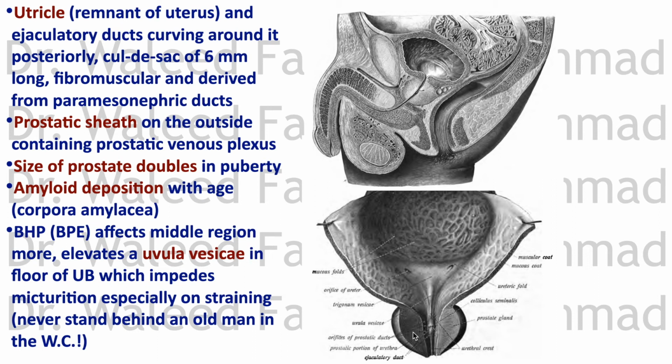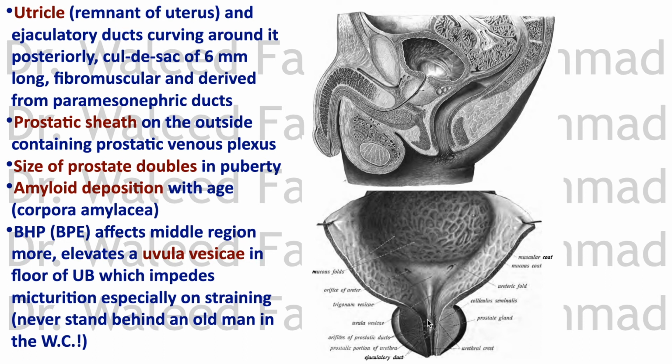Okay, now we talked about the benign enlargement of the prostate, but as it enlarges, it raises the uvula vesicae, you can see here, in the floor of the urinary bladder. This uvula vesicae varies, of course, in size with the hypertrophied prostate underneath it that actually pushes it up. So it acts like a valve.